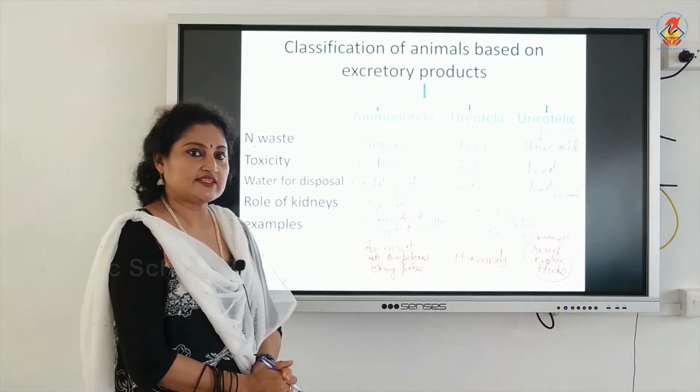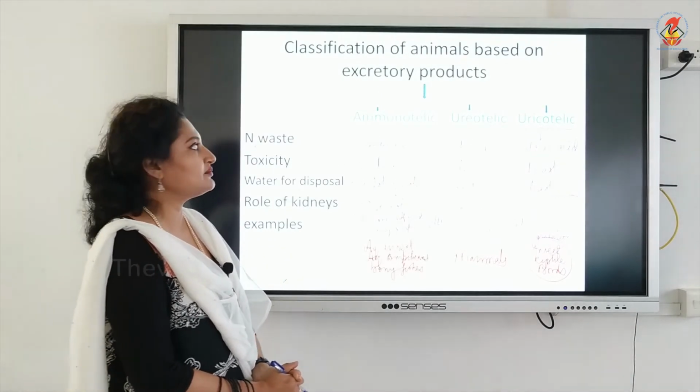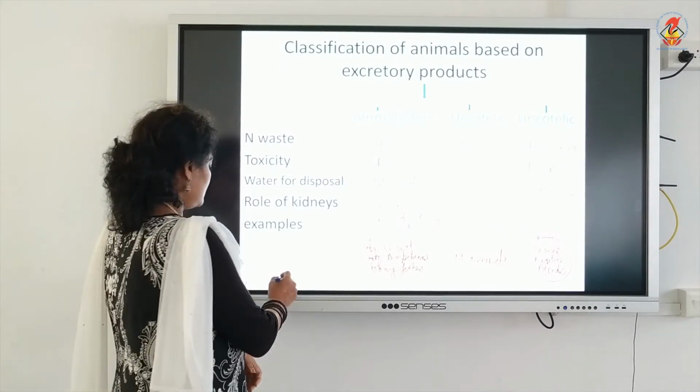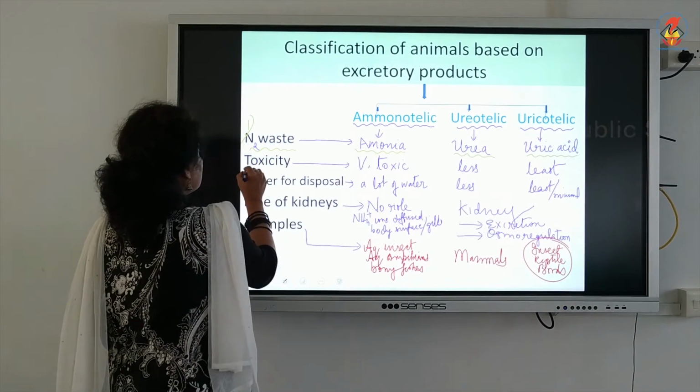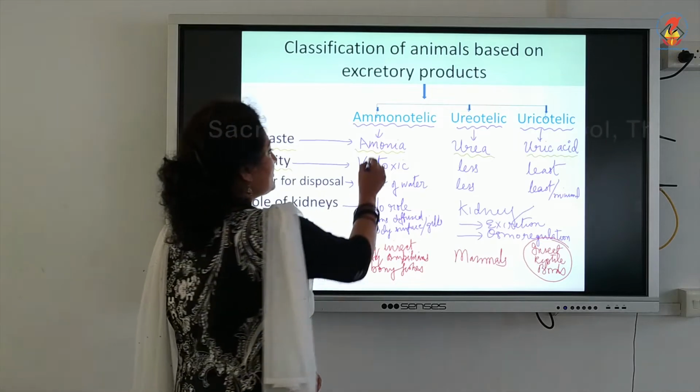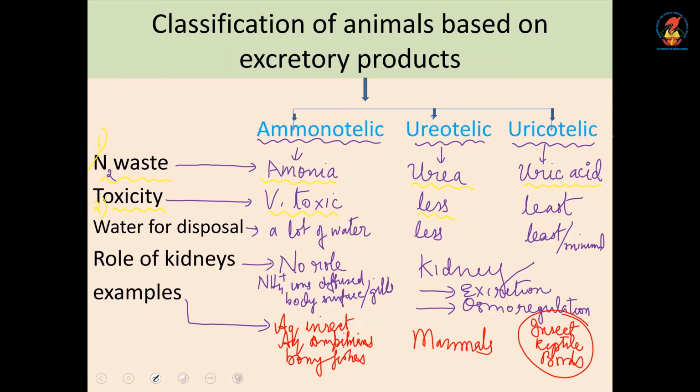So, once again reiterating the differences between the three categories of animals based on the excretory product. First difference is based on the major nitrogenous waste excreted. In the first category it is ammonia, in ureotelic it is urea, and in uricotelic it is uric acid, and hence the name we get. Then the second parameter is toxicity. Ammonia is very toxic, whereas urea is less toxic and uric acid is the least toxic. Third, the water for disposal. Ammonia requires a lot of water, whereas urea requires less water, and uric acid requires least or minimal water for its disposal.